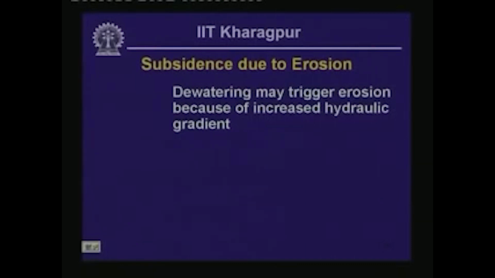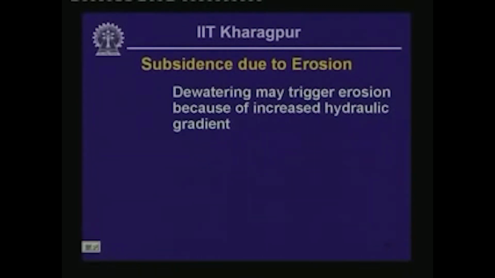Subsidence could also be caused because of erosion caused by groundwater movement. Dewatering actually could trigger erosion, because generally what happens, because of dewatering, the hydraulic gradient increases, or the slope of the groundwater table increases, and that increases the flow velocity or the velocity of moving groundwater, and that triggers erosion.